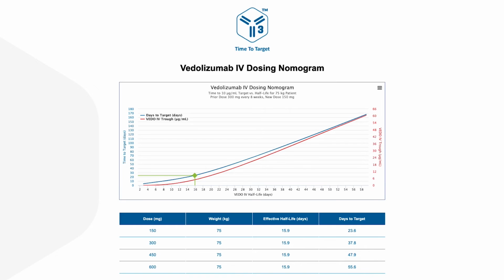Just as a reminder, again, the T3 algorithm is really only useful for patients who are in maintenance. It's not suitable for induction therapy.